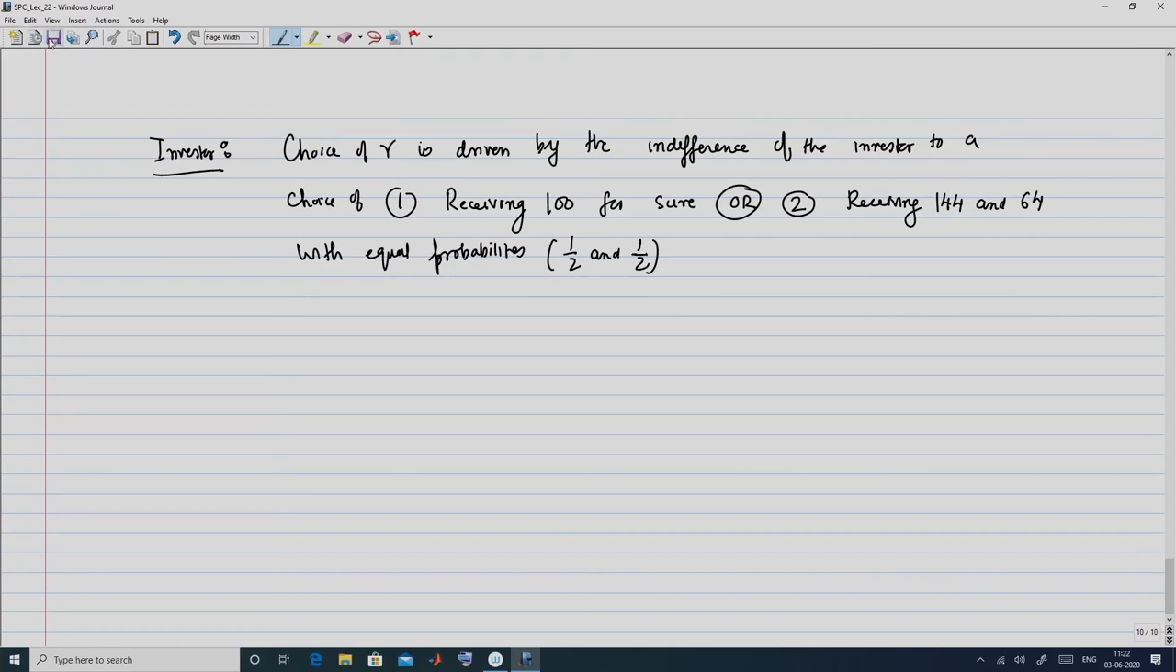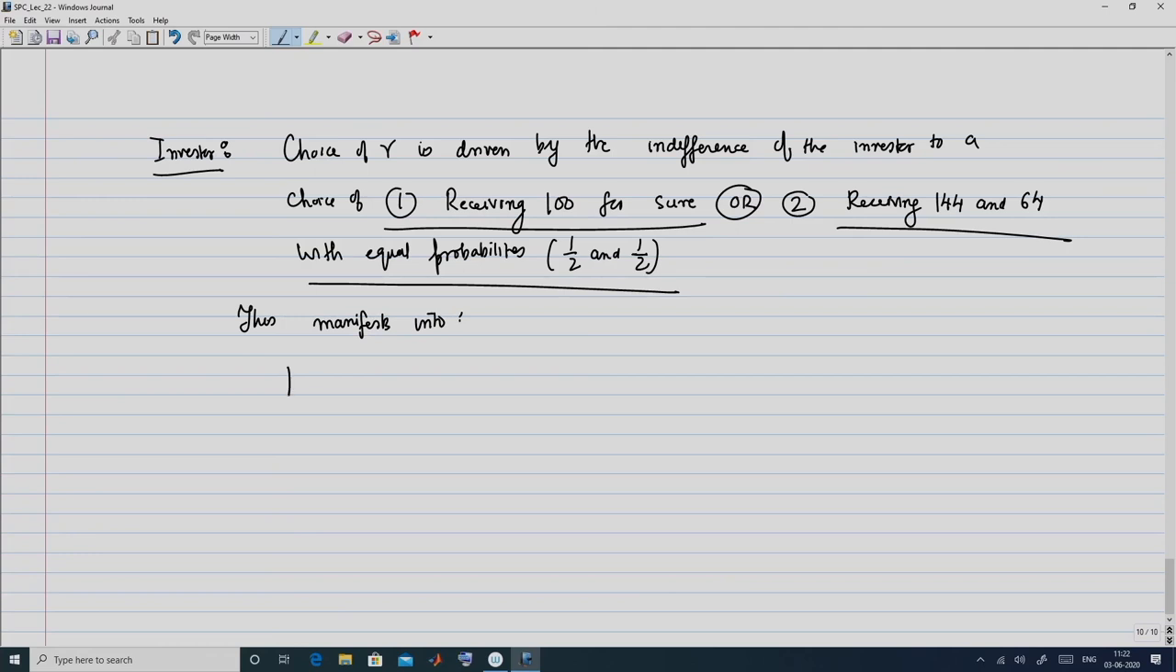So when I have said that the investor is indifferent, that means their expected utilities are going to be identical. So this manifests into the following. The utility for 100 is going to be 100 raised to gamma, and the expected utility for the second choice is going to be 144 raised to gamma into 0.5 plus 64 raised to gamma into 0.5, and this gives you that gamma is equal to half.